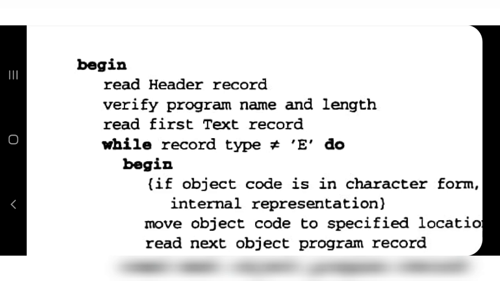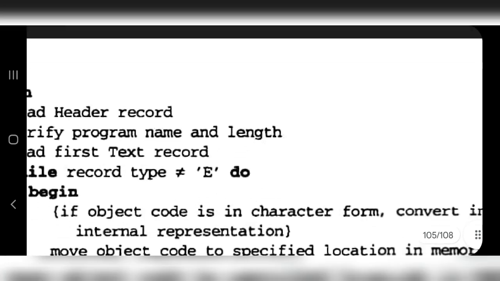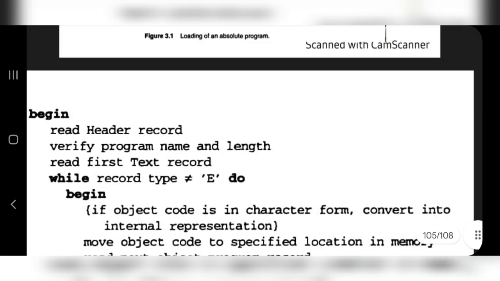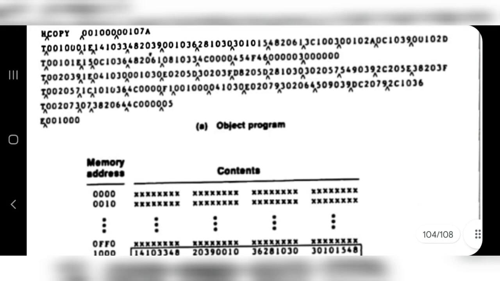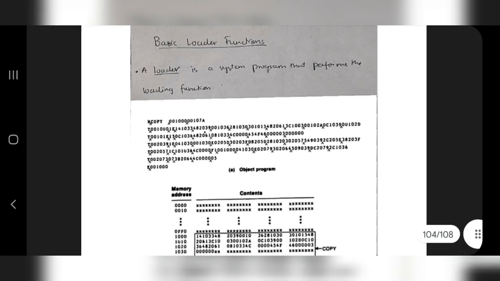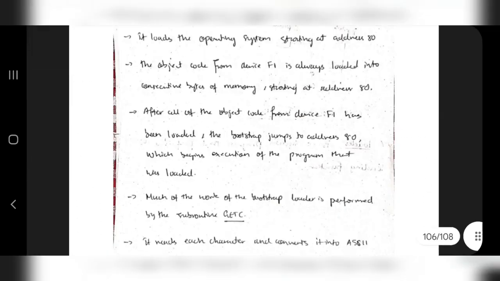Read the first text record. Which one is the first text record? This one. We will be reading this one. When we read this one, if it's not equal to E, meaning it's not equal to end, at that time, if the object code is in character form, convert it into an internal representation. Move the object code into a specified location in the memory. Read the next object program record. Meaning when you read one of the codes here, you will insert that in the specific memory location. Then you will read this one and insert here. You will read this one and insert here. Like that it happens till the end of the program. Okay, so that's the algorithm for the absolute loader.